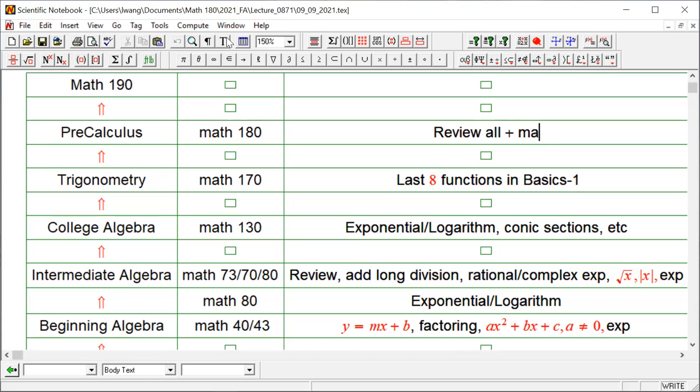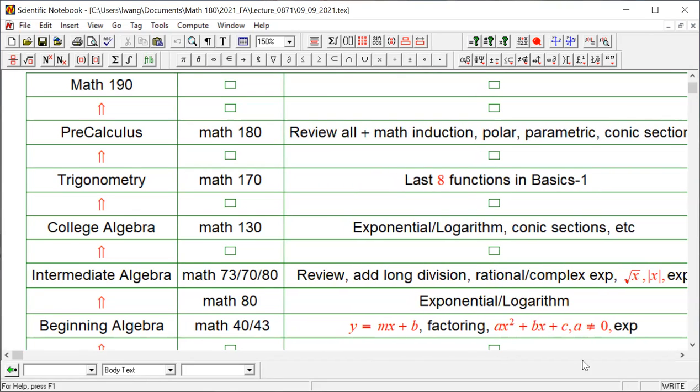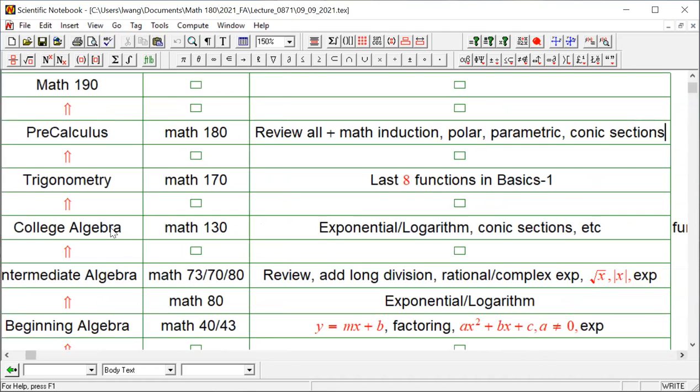In addition, we're going to add mathematical induction and lots of other things like polar, parametric, etc., and maybe conic sections if you didn't have that before. So the pre-calculus class is a review for all and gets you ready for calculus and to be successful. You understand? Be successful, not just getting in, you want to get out.